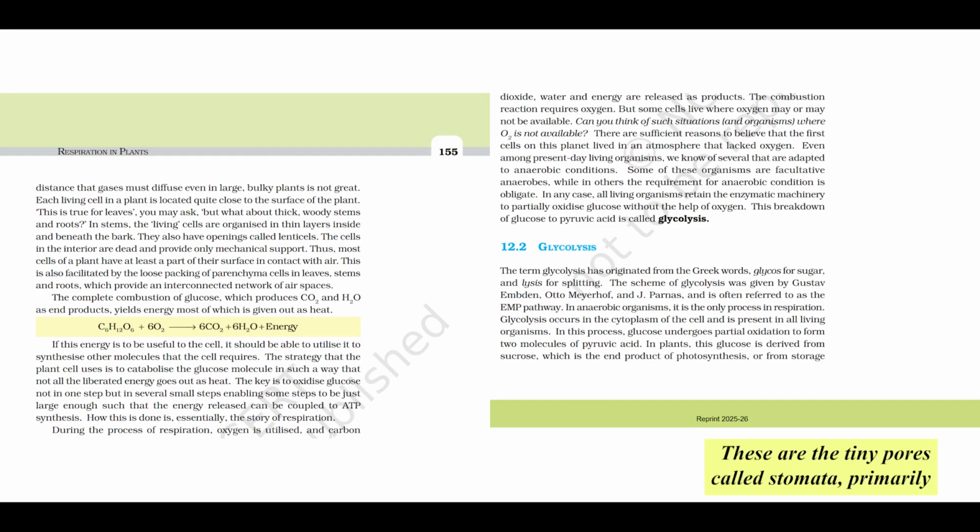These are the tiny pores called stomata, primarily found on the surface of leaves, and the small, raised pores called lenticels, which are present on the surface of woody stems and roots. This brings us to a very important question. How do plants manage to respire effectively without these complex organs, especially considering their often immense size and complex architecture?